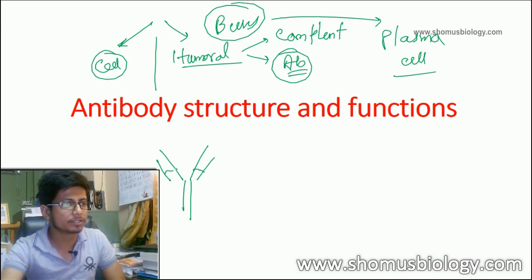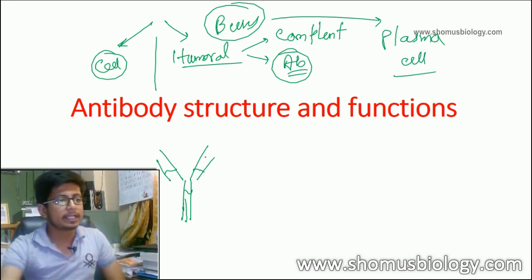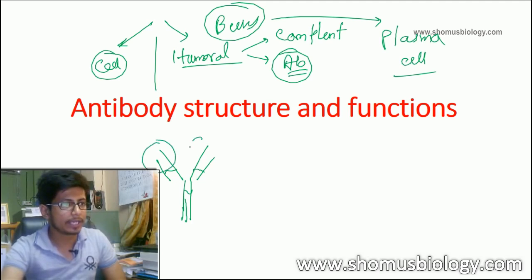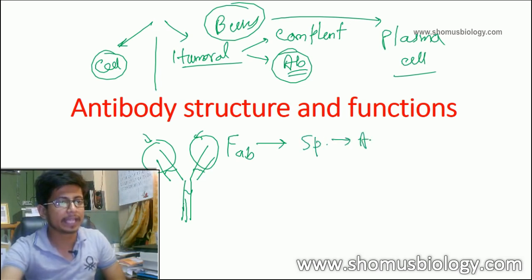Hope you have seen this structure earlier. It is an exact structure because it has two heavy chains and two light chains. With the help of this specific Y-shaped structure, it has a region called FAB, which is these hands of the Y. These two regions are known as FAB portion. With the help of this FAB, they can specifically interact with antigen.